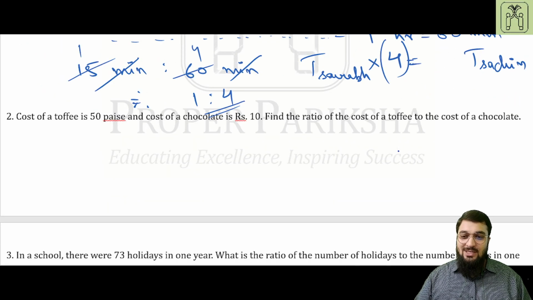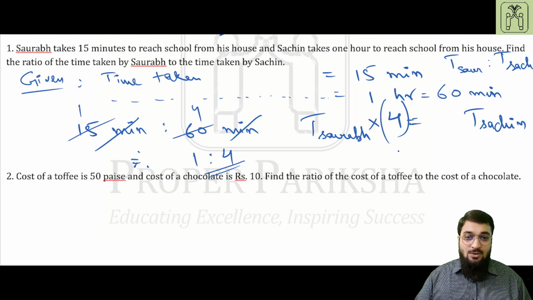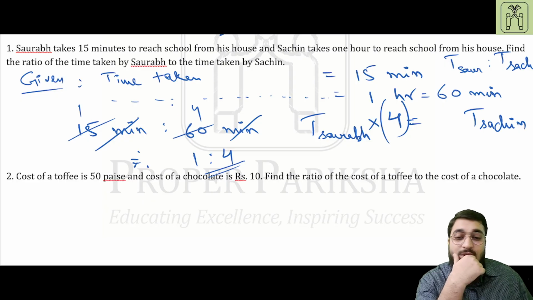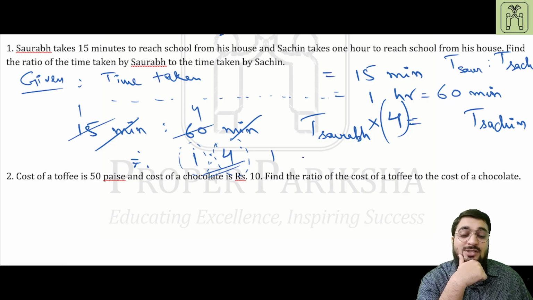Cost of toffee is 50 paisa and cost of chocolate is rupees 10. So I hope that you are able to understand, like 1 is to 4, like we are writing 4 over here because the time taken by Sachin is 4 times to that of time taken by Saurabh. If he is taking 15 minutes, he is taking 1 hour. If he is taking 1 minute, he is taking 4 minutes.